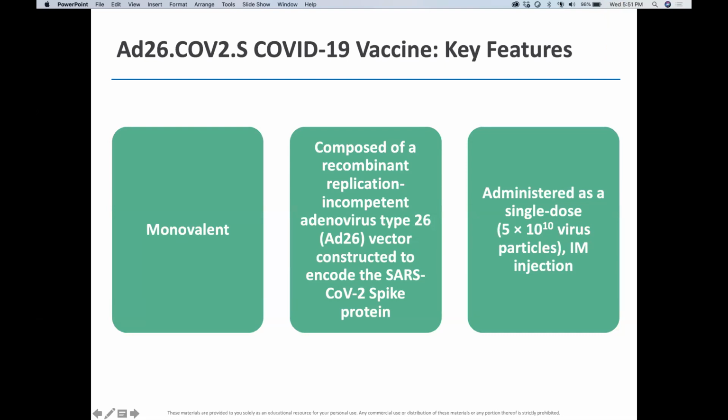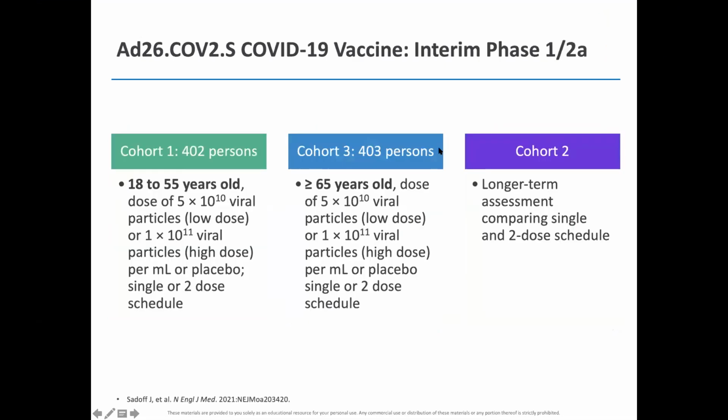All right, so on the next slide, in phase one and two, a variety of persons were vaccinated in three cohorts, both younger age group and older age group, and a continuous cohort to understand the long-term effects of how long the antibodies remain in place.